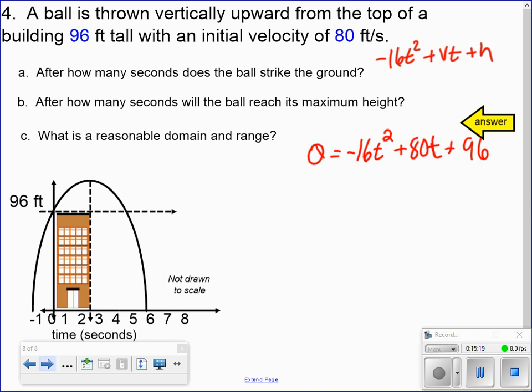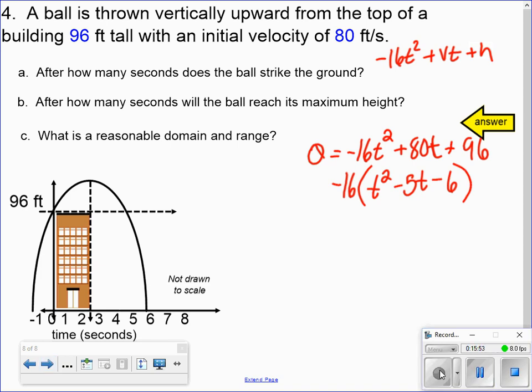Again, when I want to solve this one, I would factor. So I'm going to factor out a GCF. I can pull out a negative 16 from all three of these terms. This would leave me with positive t squared minus 5t minus 6. Again, I want to factor out that negative.